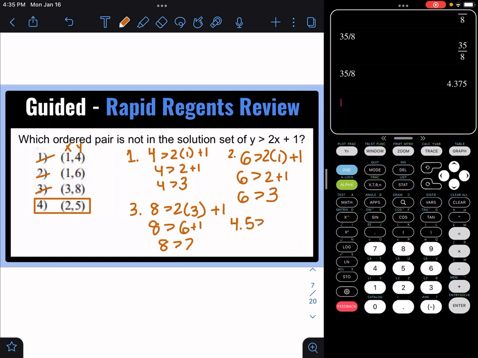y is 5, which is greater than 2 times 2 plus 1. 5 is greater than 5? No, it is not. 5 is equal to 5, so it would be answer choice 4.